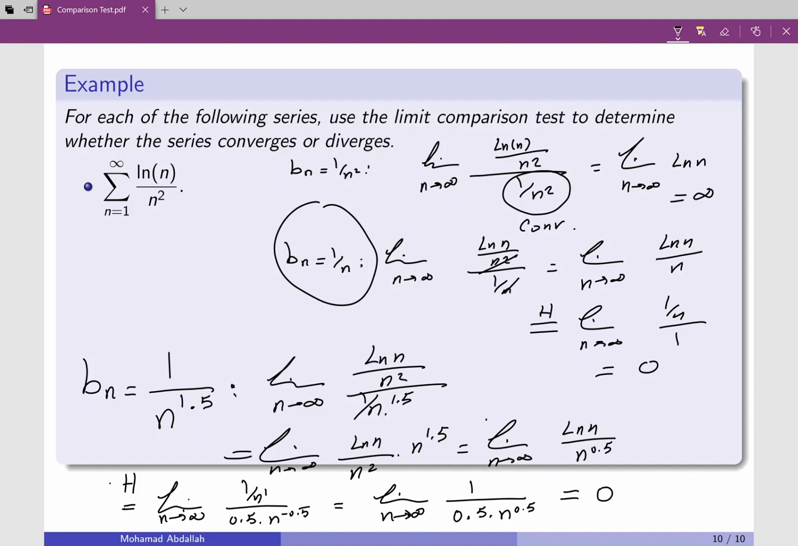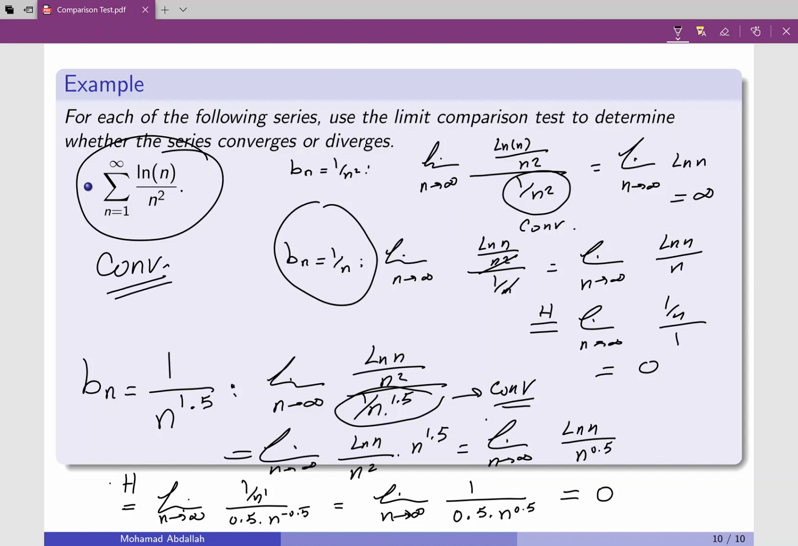Now by the limit comparison test, if the limit is equal to 0 and the one in the bottom is convergent, then the series will converge. And I know that this is convergent as it's a p-series, with p equal to 1.5. So the original series is convergent. This is one of the most challenging things that you can see here.